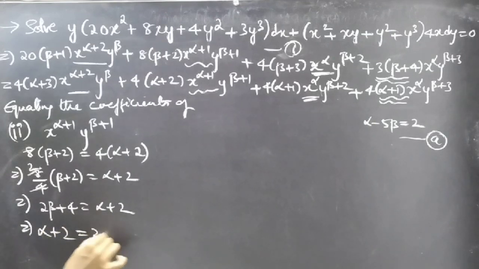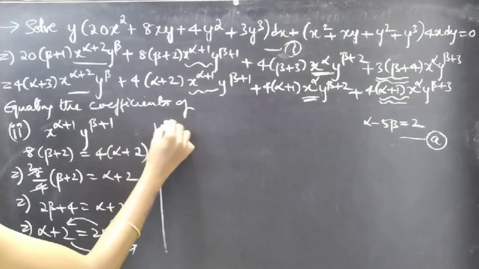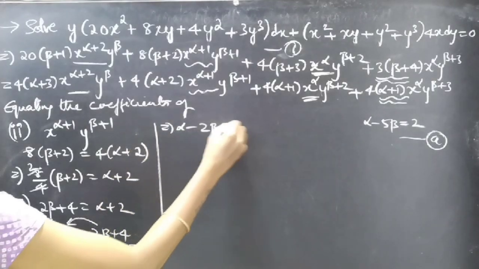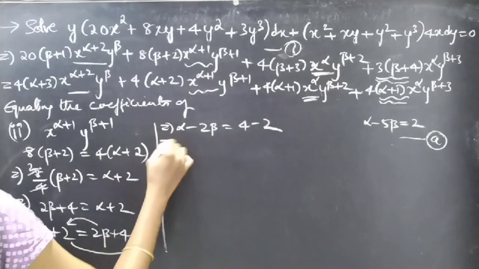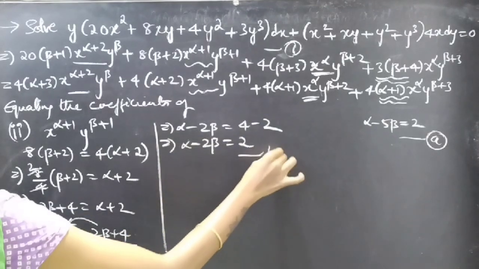alpha plus 2 equal to 2 beta plus 4. Now bring this 2 beta to LHS, take this 2 to RHS, which gives us alpha minus 2 beta equal to 4 minus 2. From this we'll get alpha minus 2 beta equal to 2. Consider this as equation number B.